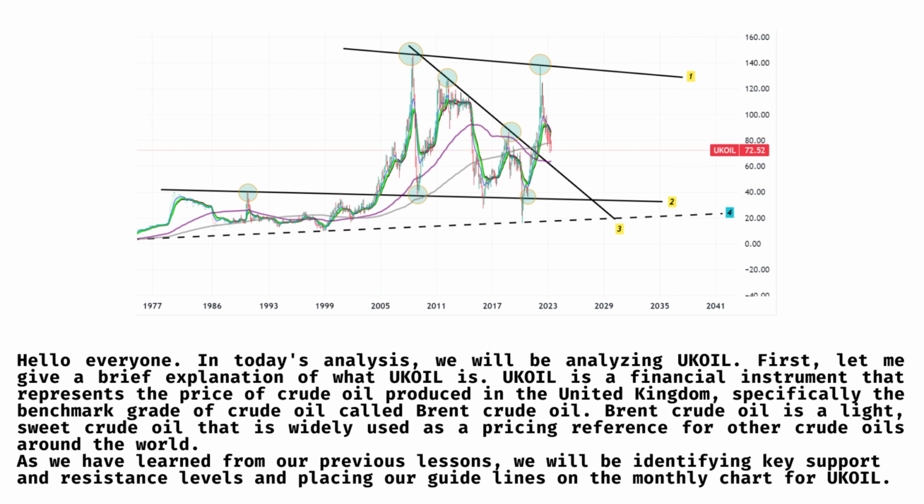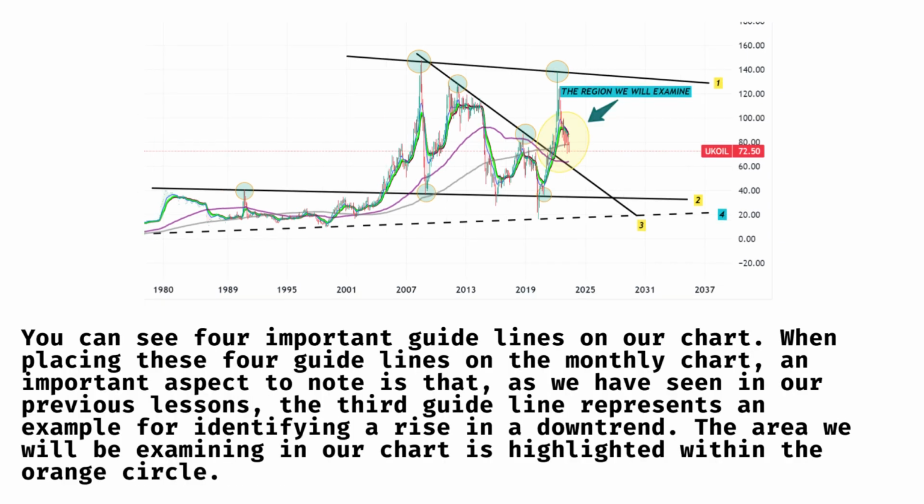As we have learned from our previous lessons, we will be identifying key support and resistance levels and placing our guidelines on the monthly chart for Ukoil. You can see 4 important guidelines on our chart. When placing these 4 guidelines on the monthly chart, an important aspect to note is that, as we have seen in our previous lessons, the third guideline represents an example for identifying a rise in a downtrend. The area we will be examining in our chart is highlighted within the orange circle.